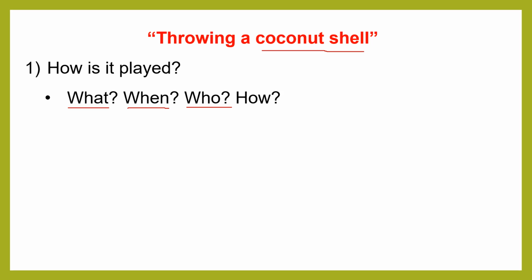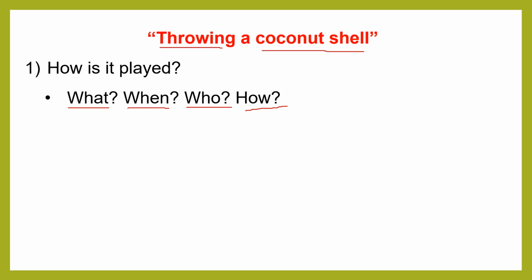Who, because it is a children's game, the children play together in this game called throwing a coconut shell. So how do the children play this kind of game? You see the keyword here is throwing. Throwing a coconut shell. In order to play this game, we have to have a group of children, a group of 4 or 5 or 6 or 7. Maybe it is difficult for the loser to call the name of the hider as well.